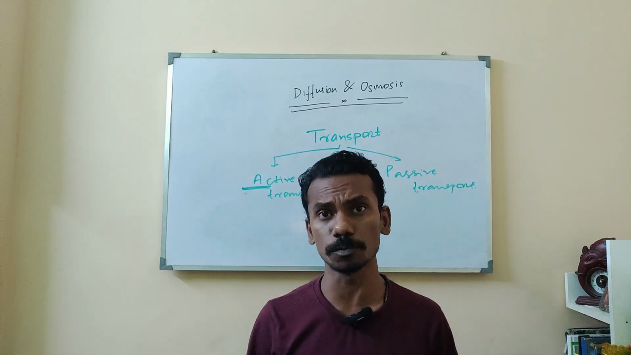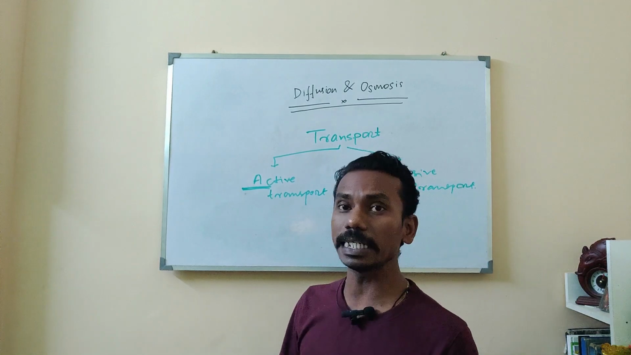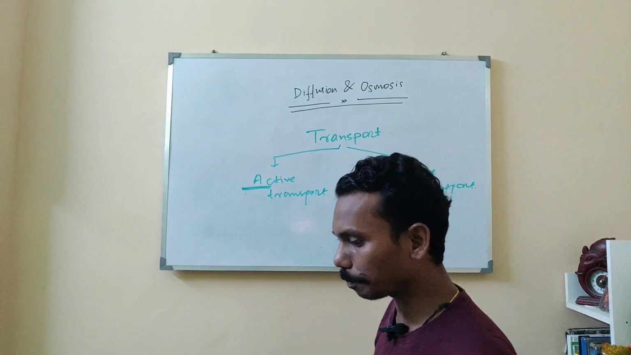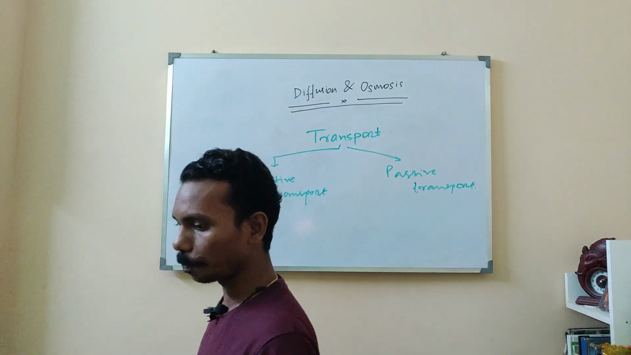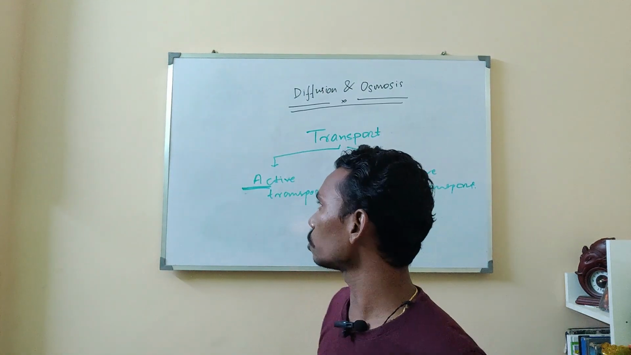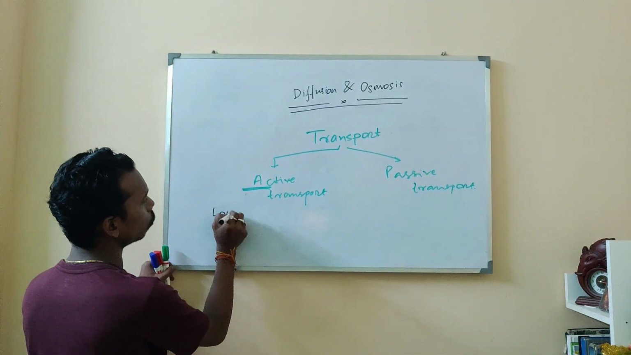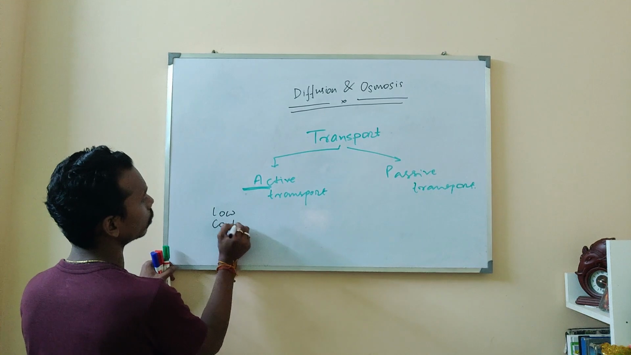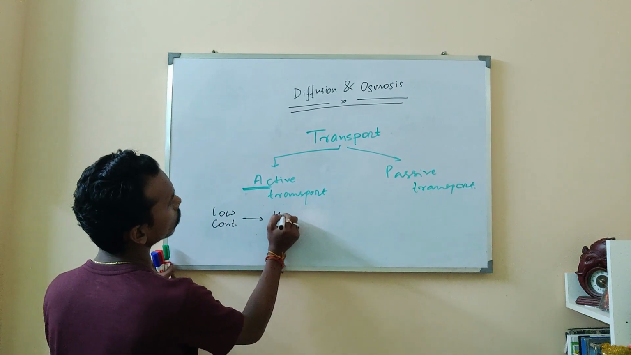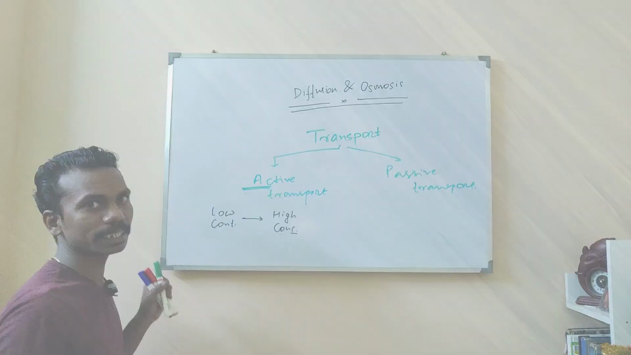A substance is going to move from one place to another place or one cell to another cell, it actually needs ATP. Why the need of ATP is basically going to be required there? Basically, the active transport deals with the movement of substances from low concentration region to high concentration region.